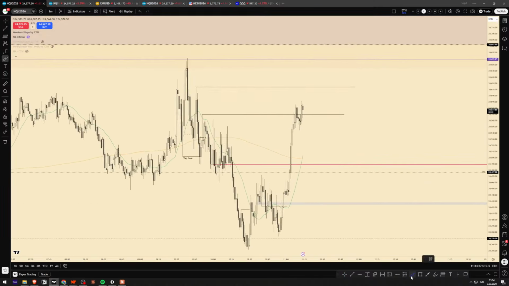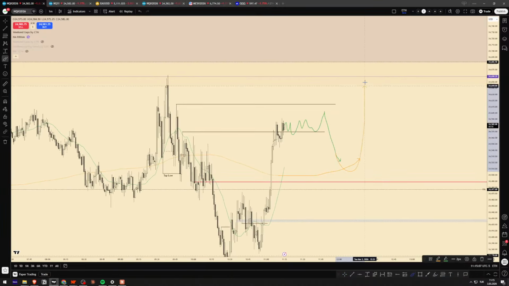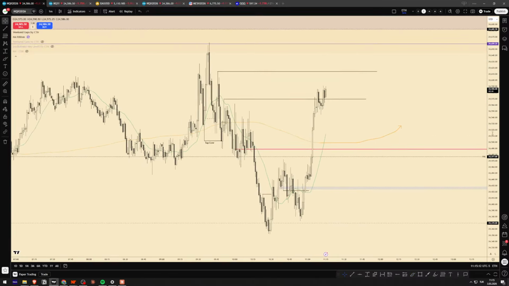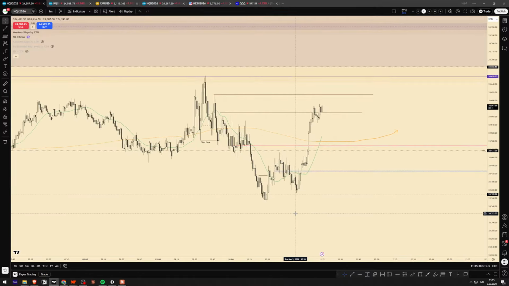It might do something like that, for example. Chop, chop, chop, make a high, turn back lower, test this 200 simple moving average over here, and then turn back higher. That is another possibility. I don't know, and I don't care, because I'm already in my position. I left my stop loss in a nice place.